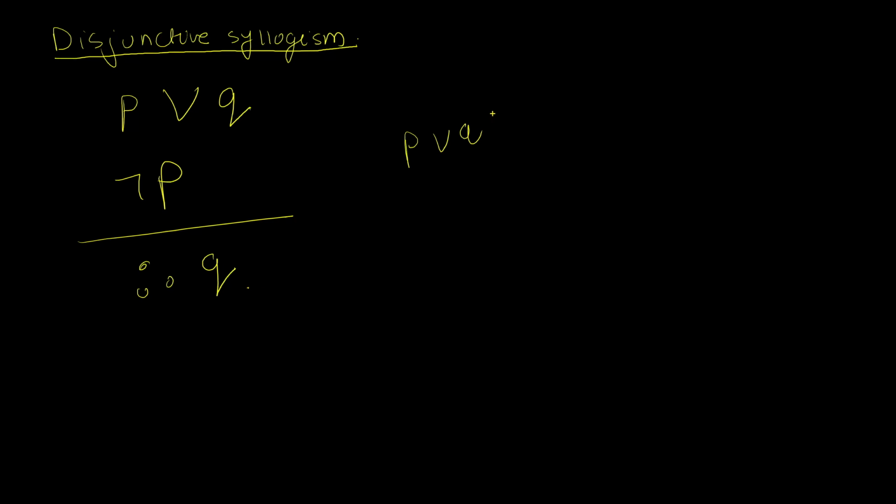And so we can write P or Q and not P. I can use this to infer Q. Okay, that was quite straightforward.